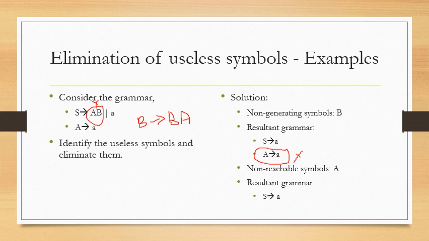What if you do this in the reverse order? If you find non-reachable symbols first, you will find there are no non-reachable symbols. Then you will find that non-generating is B, and you will have these two productions all together. But you will never use this A at all.